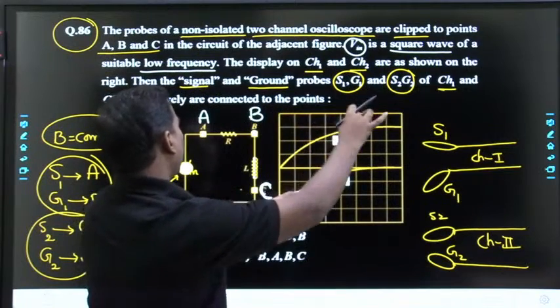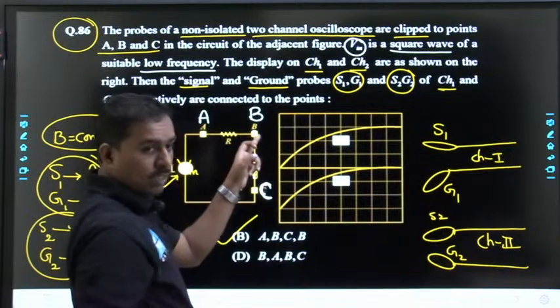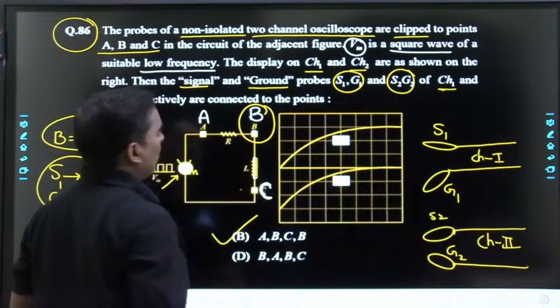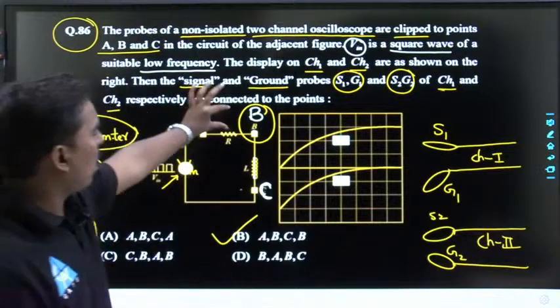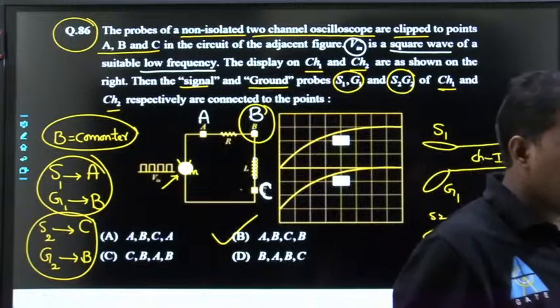So, what should be connected to channel 2? Channel 2 should be connected in such a way that one of the terminals should be common. So, B terminal is common, dear students. B is a common terminal. All of you understood? B is the common ground terminal. Clear or not? So, the correct answer is ABCB.